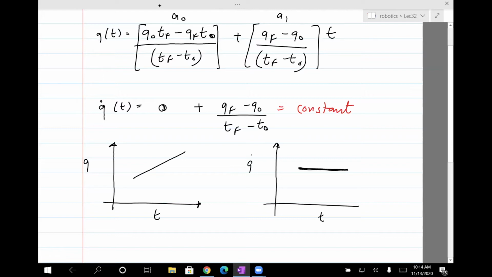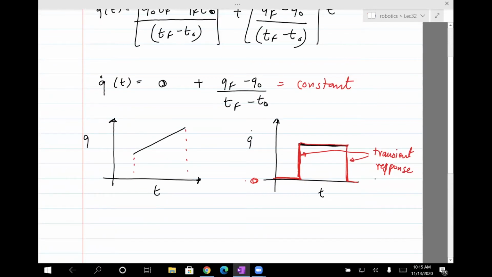Okay, so what's happening on the manipulator is that even though the position is changing linearly, the velocity starts at zero, and then it just jumps up to whatever value you get from this expression, and then remains constant, and then it dies down to zero. So this is going to jerk the motors. So this is a transient. So this transient response can damage the motor.